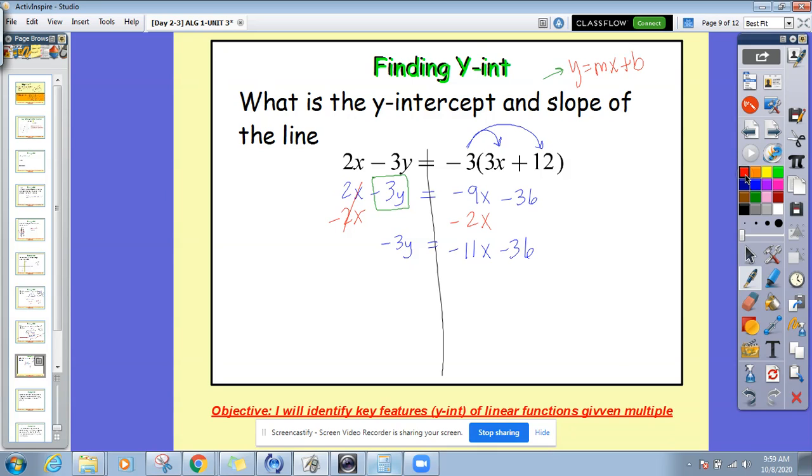And if you look, we're really multiplying here by negative 3. So if you remember, the opposite of multiplication is division. So we're going to go ahead and divide by negative 3 to everything. And we have to do it to every single thing.